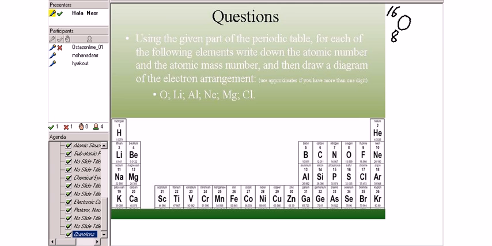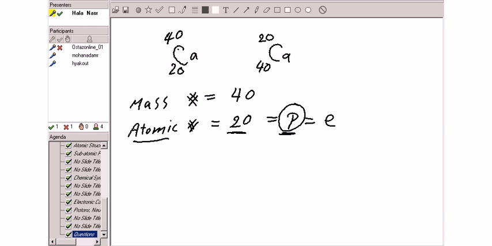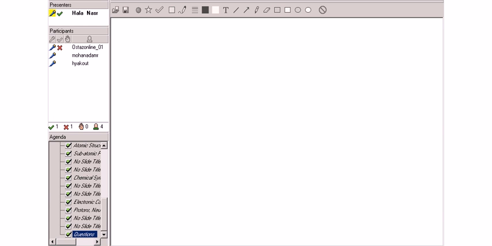Shall we move to the white page? Would you prefer to move to the white page, Mr. Hassan? Okay, no problem. Okay, there we go. So, Mr. Hassan, you're going to do the first one. You'll be doing the oxygen.